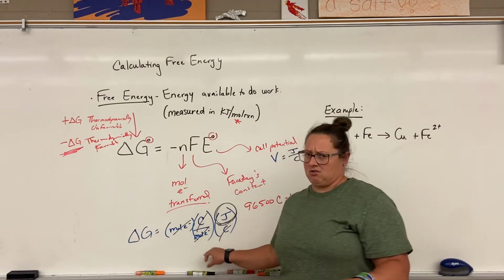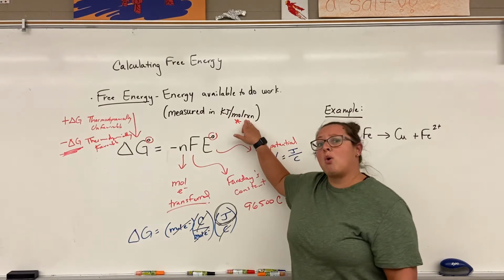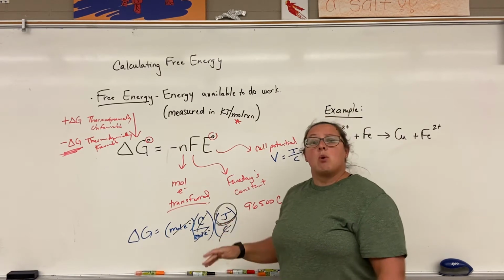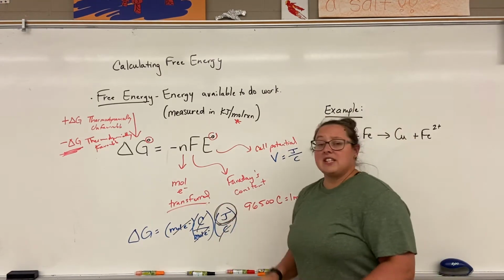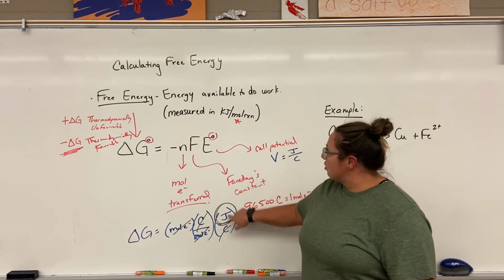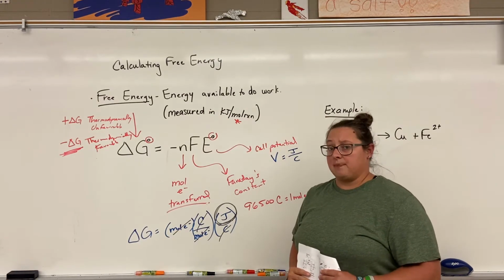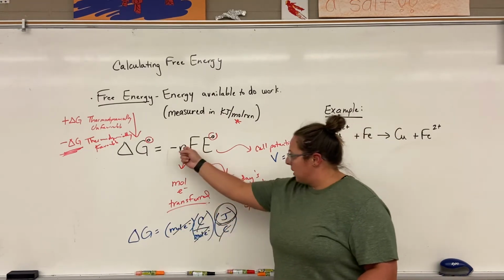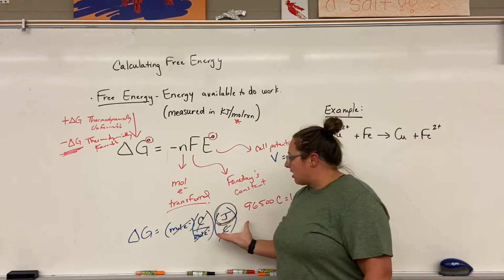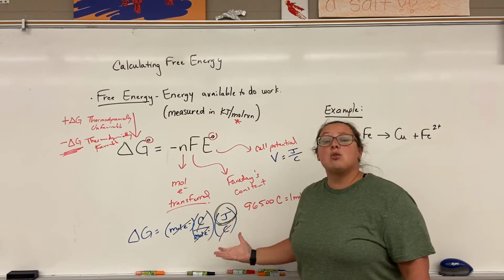But wait a minute, you told me that this is measured in kilojoules per mole of reaction. Why are we just getting joules right here? Well, what we have to do is convert these joules to kilojoules first of all. How do we convert joules to kilojoules? We divide by 1,000. So once you plug in your n value, your F value, your E cell value, and calculate your delta G quantity, you will then have to convert that to kilojoules.